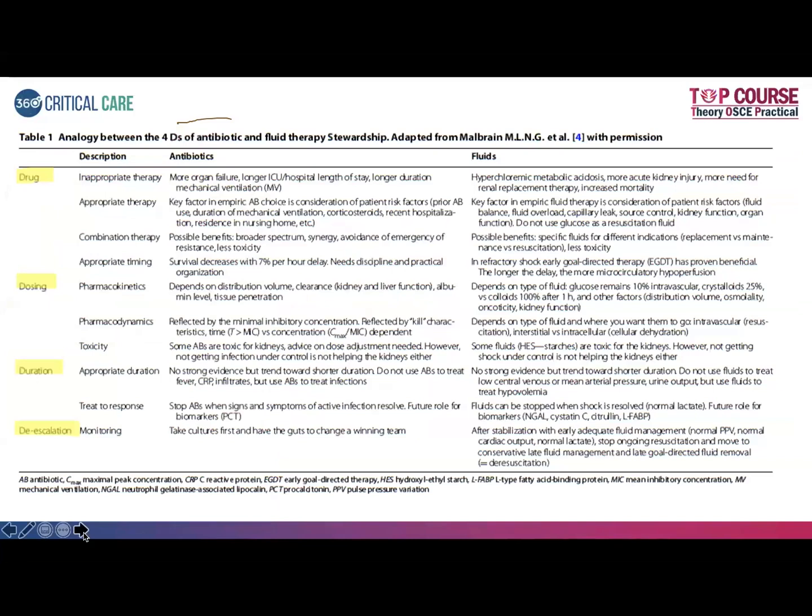Also, there have been questions on the 4Ds: drug dosing, duration, and de-escalation. Okay, it's not only for antibiotics, but also for fluid therapy. So what fluid to use? So saline versus balanced crystalloids. So you think of hyperchloremic metabolic acidosis with normal saline, appropriate therapy.